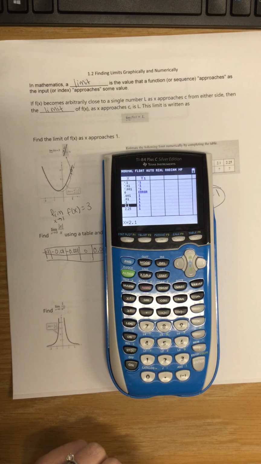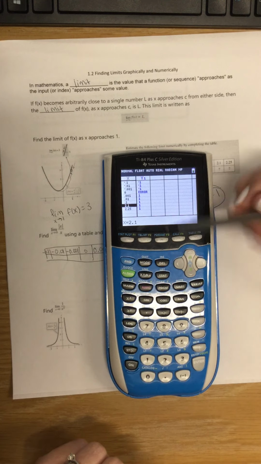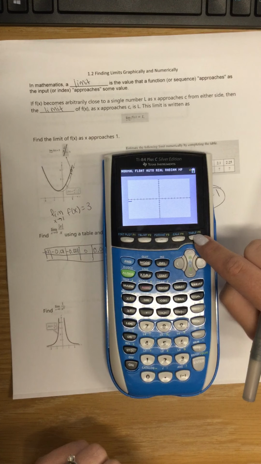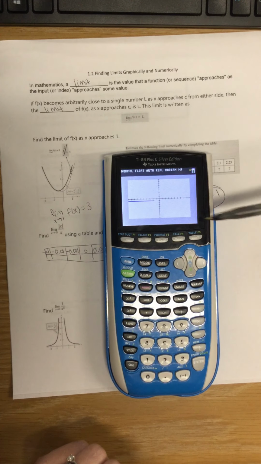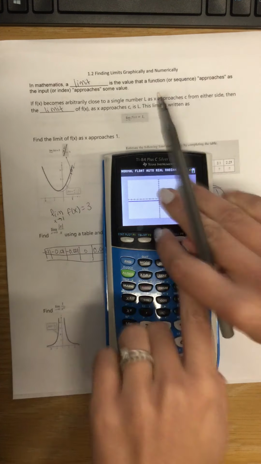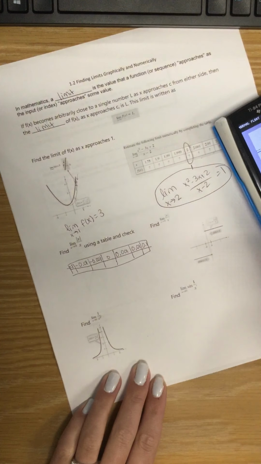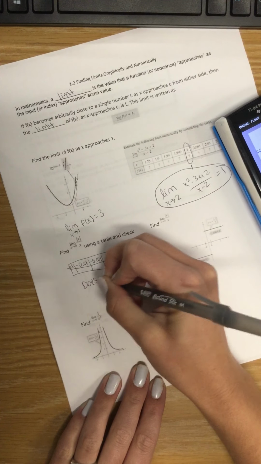So we have negative 1 on one side and we have 1 on the other side. So this one's a little bit different here. We need to be thinking, are these approaching the same thing? They're not. Let's look at our graph just to understand this a little bit more. So at 0, we've got this split here. So this limit is not approaching the same thing from the left and the right. So this one actually does not exist.